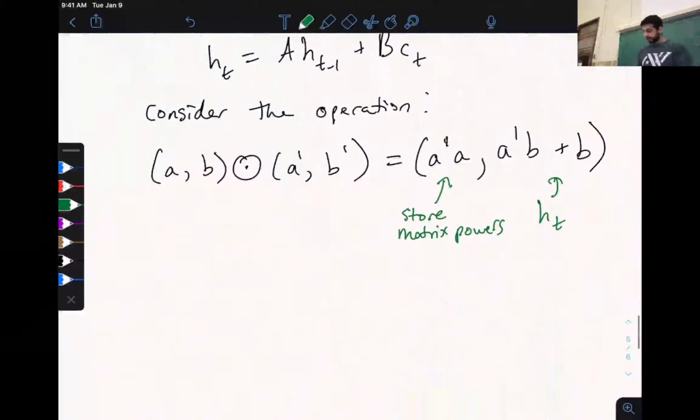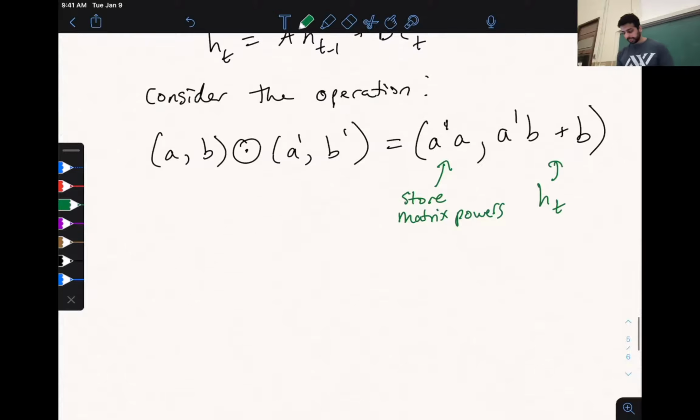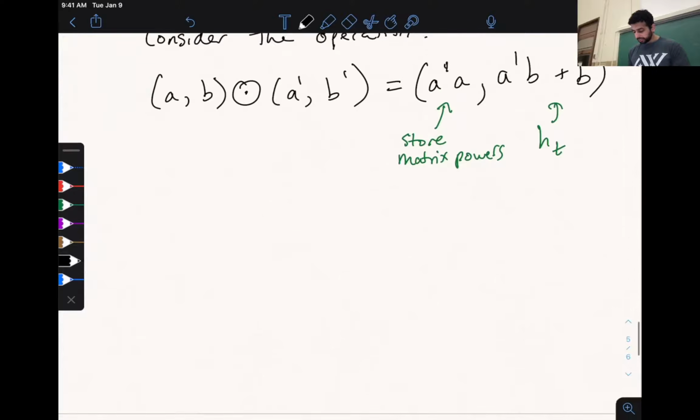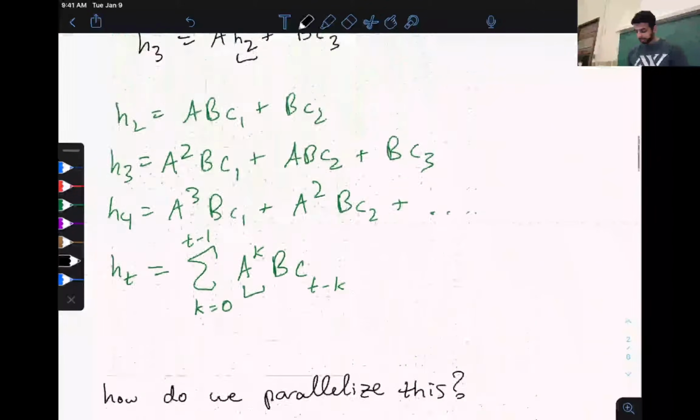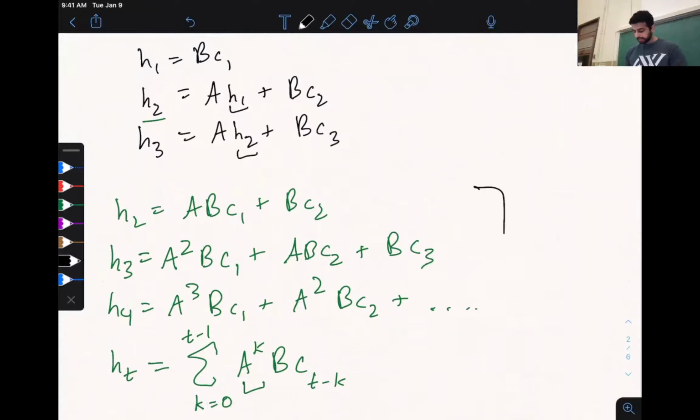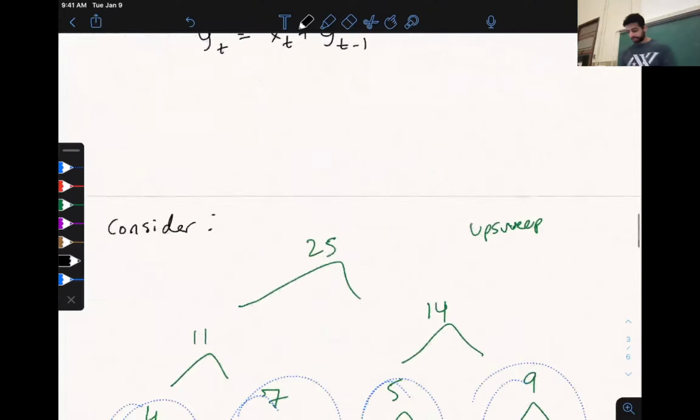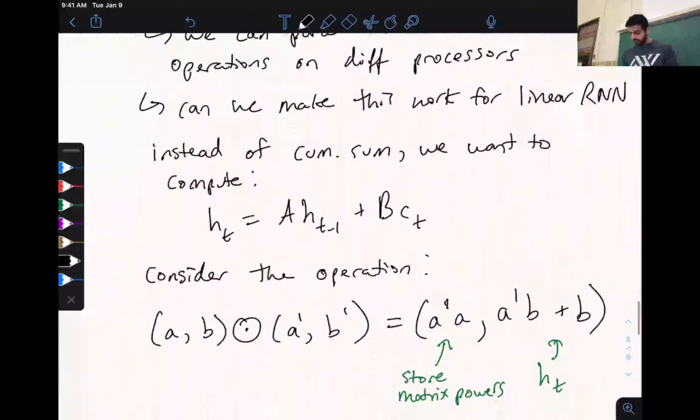Okay, so now let's try and expand this and see what we get. I'm not going to go over all of the details, but this is just a toy example. Let's say we are trying to recover this right here. This is our goal. How can we do this using this new operation that we have just introduced?